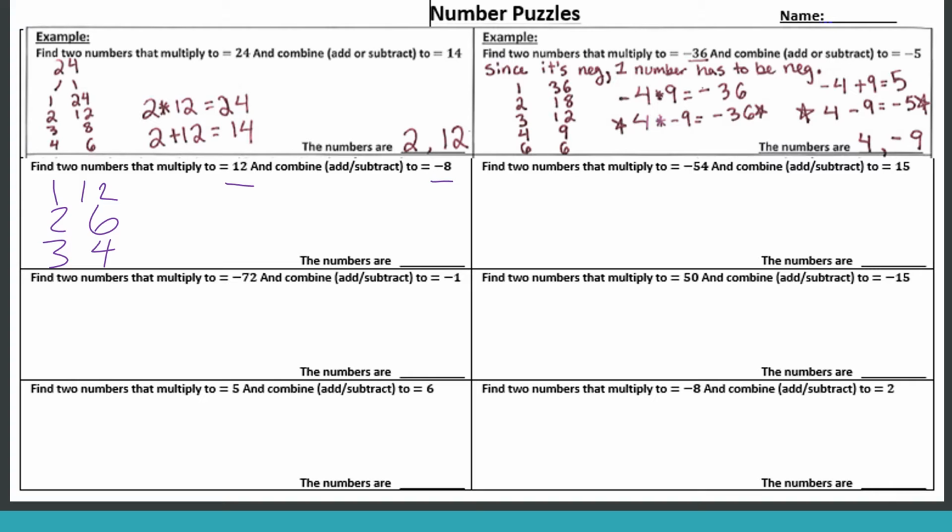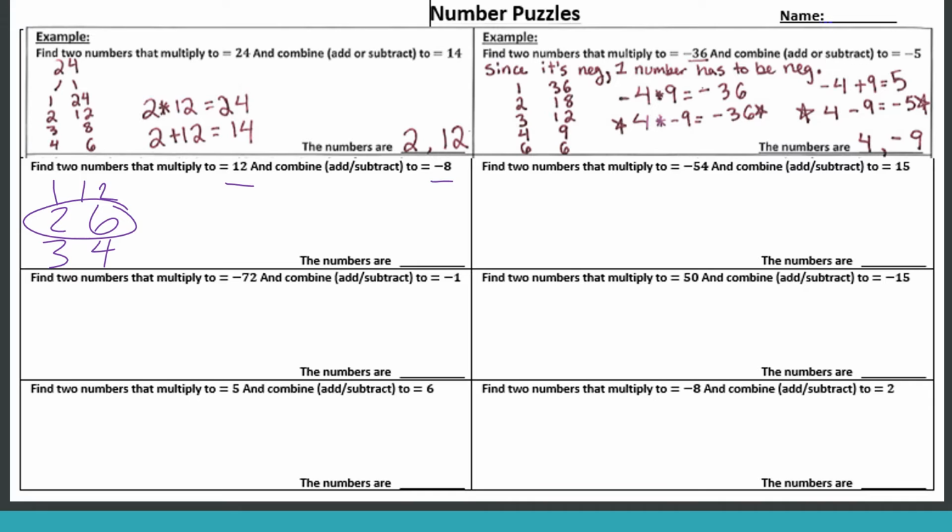Okay, so if I look at 1 and 12, that adds to give me 13, subtracts to give 11. Not what I want. 2 and 6 adds to give me 8. There's my 8. Okay, and let's just double check 3 and 4. Nope, when I add it, I get 7. So I know that I want 2 and 6.